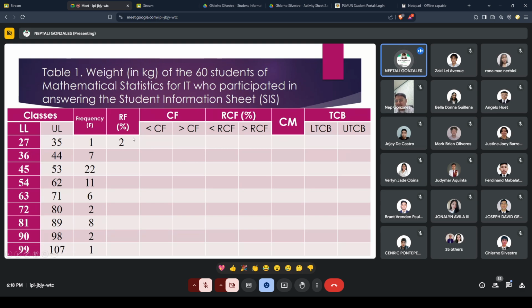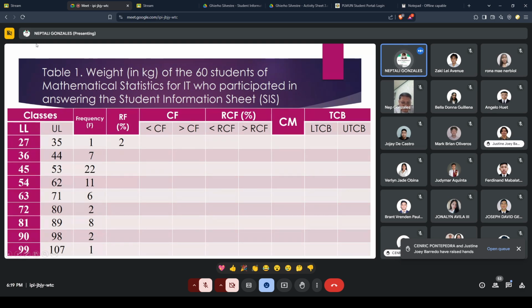So all you have to do is to write the 2. It is understood that this is in percentage because it is already stated in the column header. RF is in percentage. So all of the relative frequencies are in percentages. So no need to write the percent sign. So same, round off to the nearest whole number because we are dealing with data, the raw data, we deal with it as whole numbers. So next, what is the relative frequency of this one?